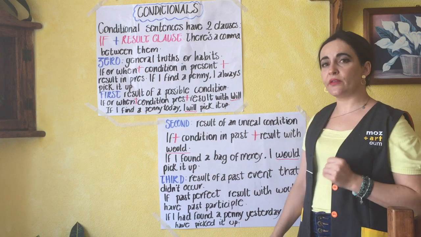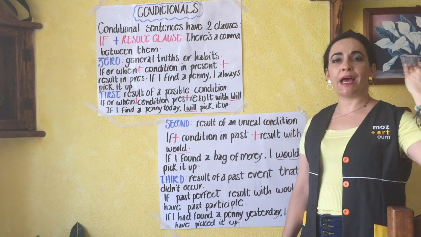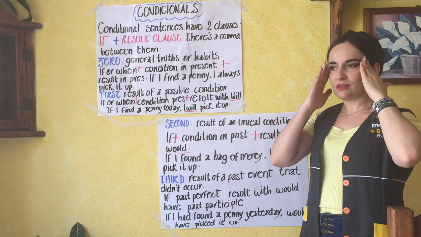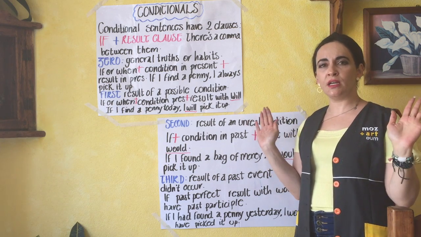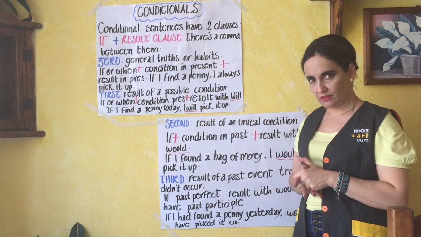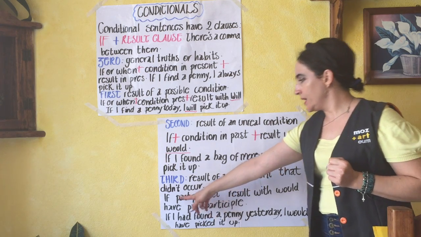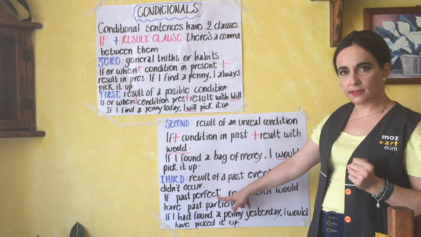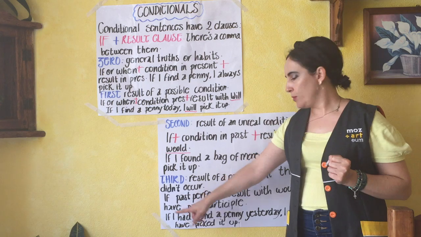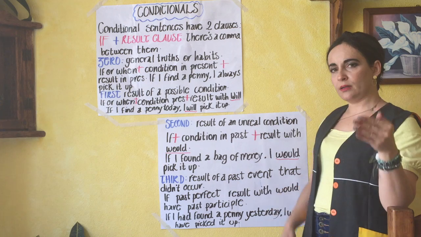And the last conditional, the third conditional, is used for a result of an event in the past, but that didn't occur. It's just like two conditions that we are imagining. What would happen if I was in that situation? Yes? It's formed with the past if plus past perfect plus a result with would have plus a past participle. Let's analyze it part by part.